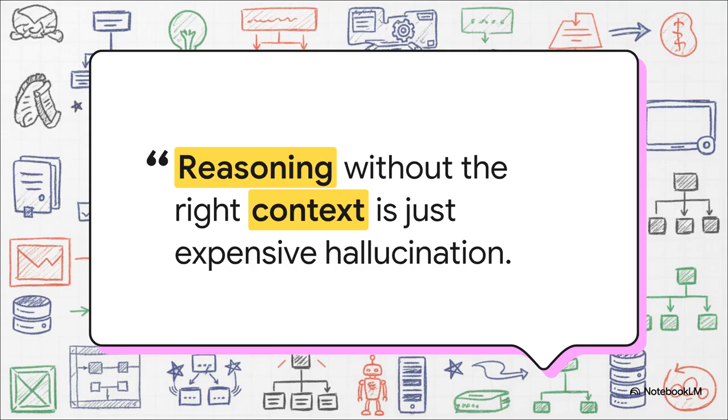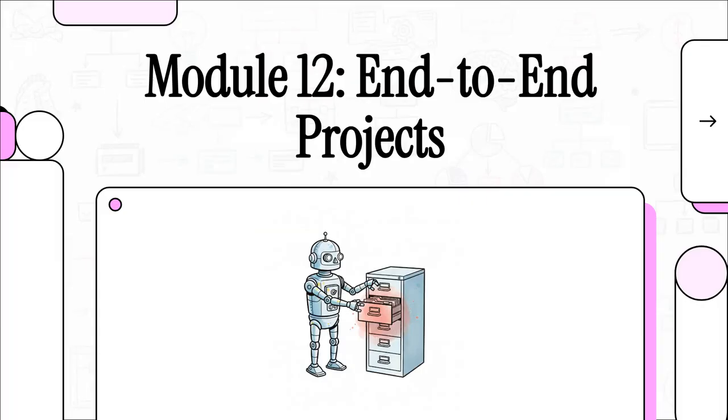It can't remember what it did yesterday, it totally loses track of its current goal, and it just repeats the exact same mistakes over and over again. So, welcome to this explainer on Module 12, End-to-End Projects. Today, we're really focusing on how to integrate all those core AI concepts we've talked about, like LLMs, RAG, memory, tools, and multi-agent orchestration into actual, deployable, real-world agentic systems.